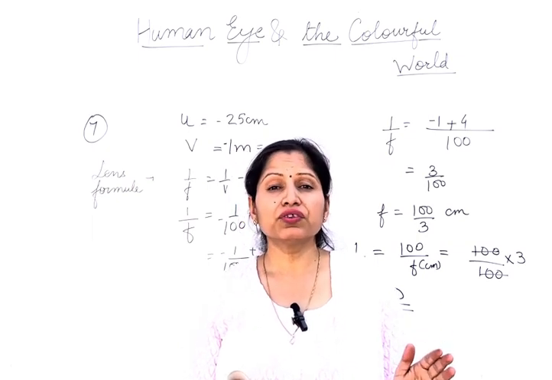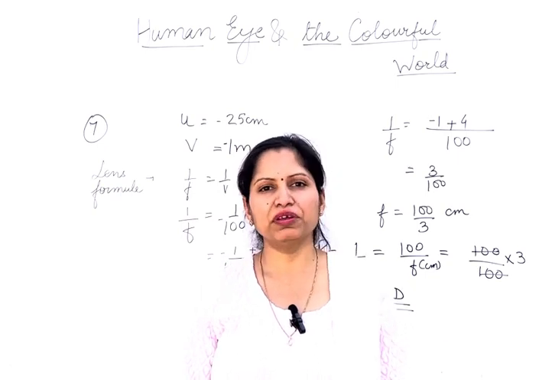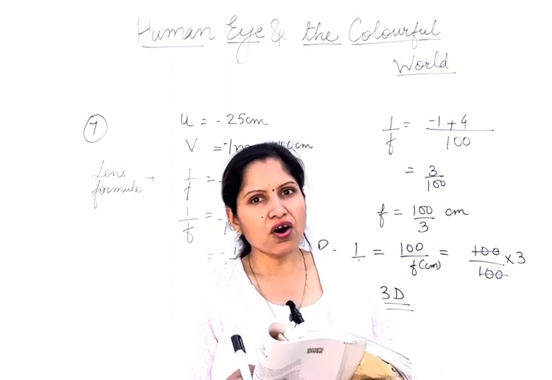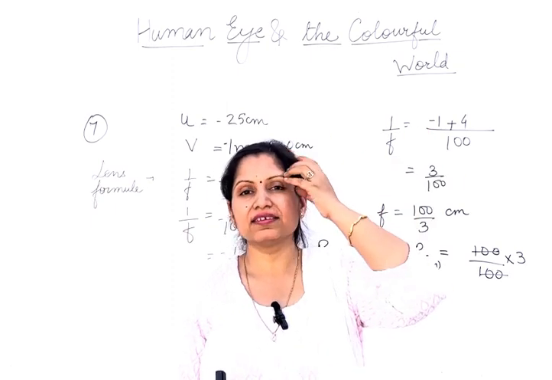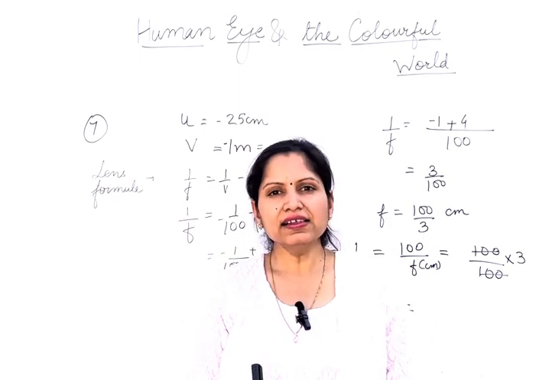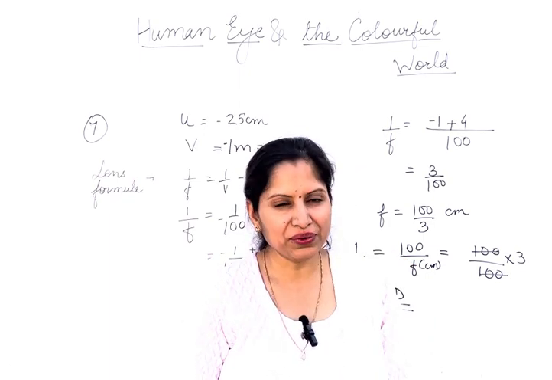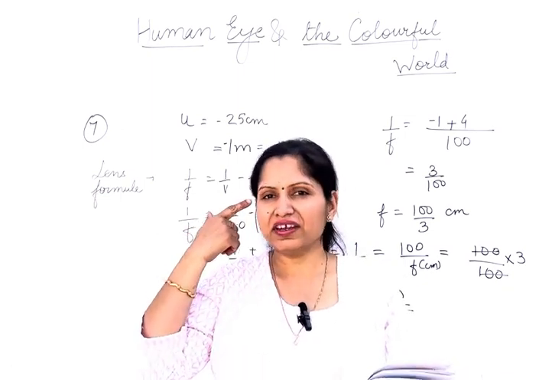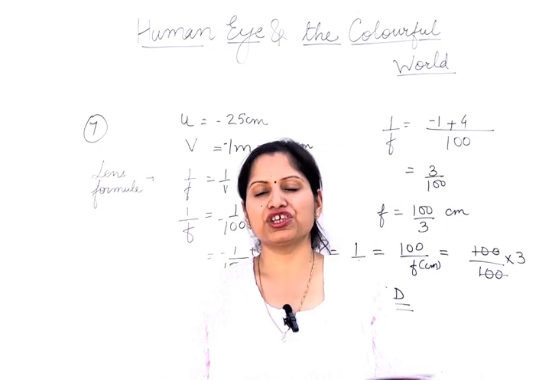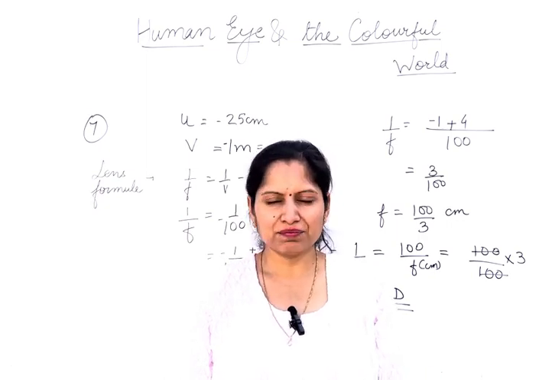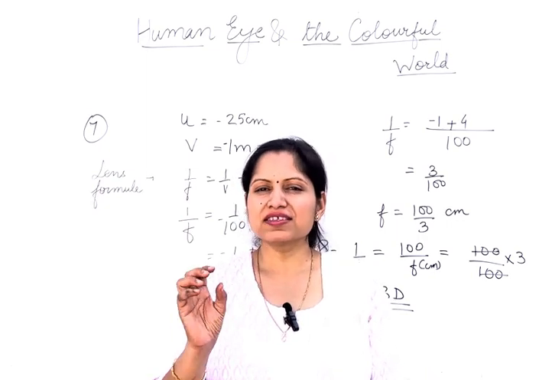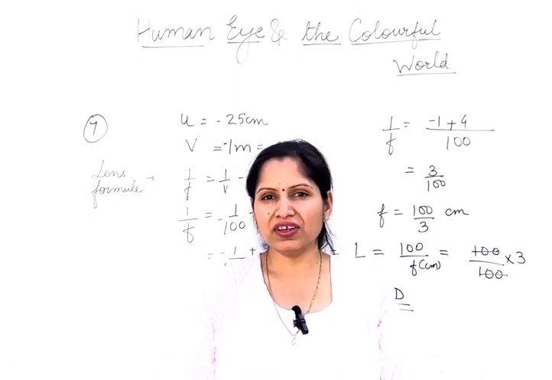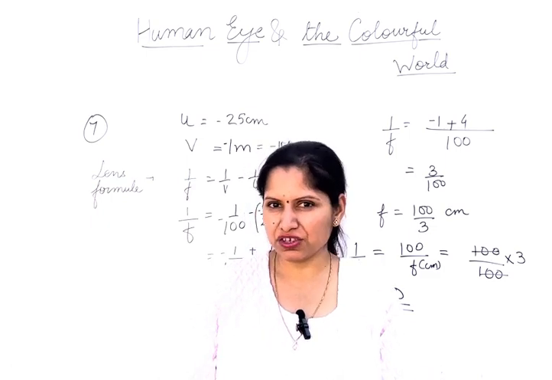So the distance of the image will not change with the distance of the object. I can place the object here, or I can place the object at a great distance from my eyes. Still the image will be formed on the retina only, and the distance between the eye lens and the retina is not going to change. So that will remain the same. Do you remember that distance? What is the approximate diameter of the eyeball? That is 2.3 centimeters.